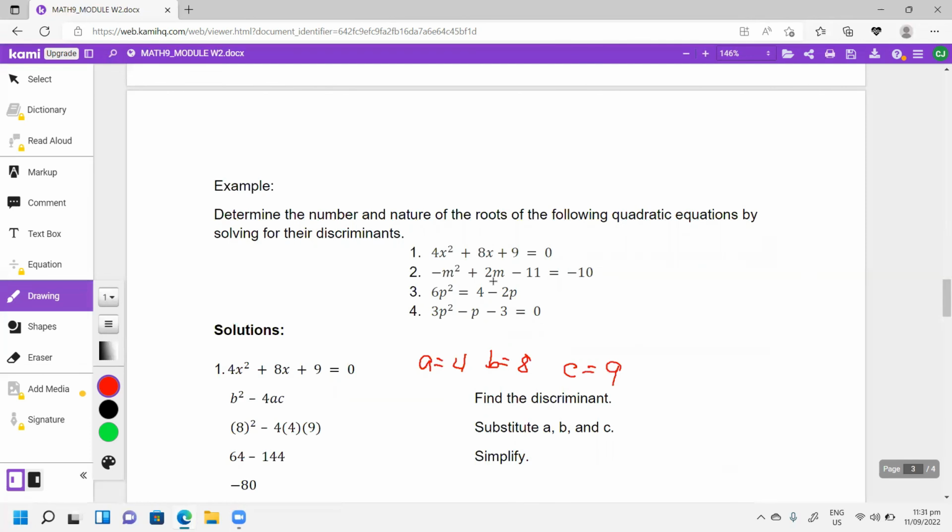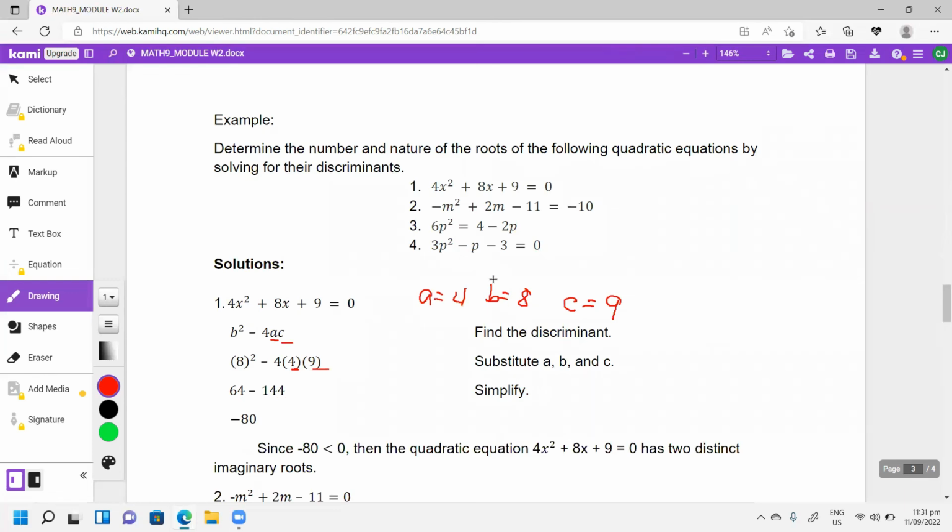Then we have this discriminant formula, b squared minus 4ac. Let us substitute the a, the b, and the c. B squared is 8 squared, minus 4 times a, which is 4, times c, which is 9. So 8 squared is 64. 4 times 9 is 144. 64 minus 144 is negative 80. Since negative 80 is less than 0, the quadratic equation 4x squared plus 8x plus 9 equal to 0 has two distinct imaginary roots.